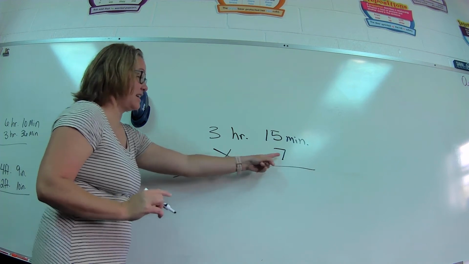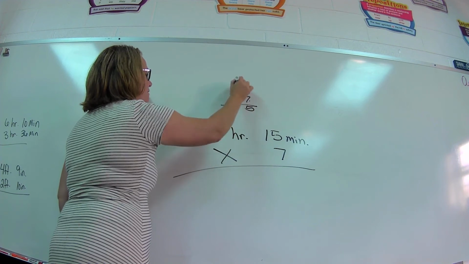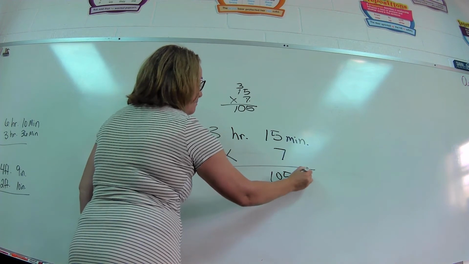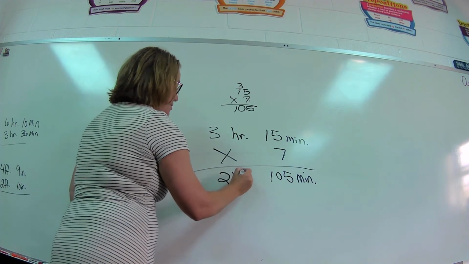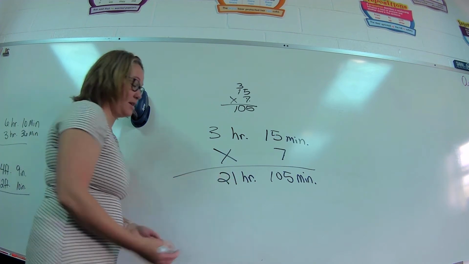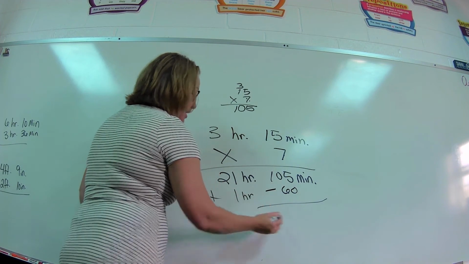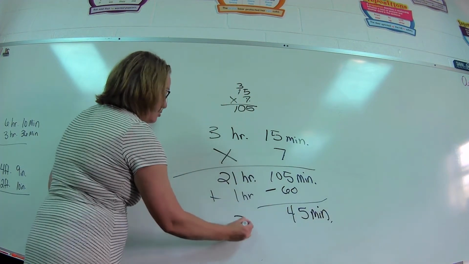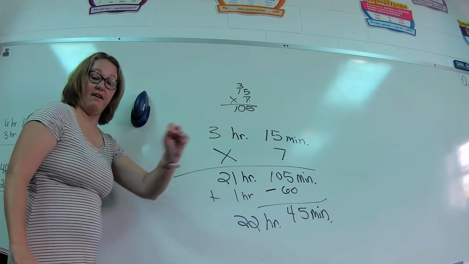First thing I do is I take 7 times 15. 15 times 7, this is going to be 35. Gives me 105 minutes. Now I do 7 times 3, gives you 21 hours. Now, how many minutes are in an hour? 60. All right, so let's take an hour away in minutes, and let's add an hour here. So, 45 minutes and 22 hours. So it gives me 22 hours, 45 minutes.